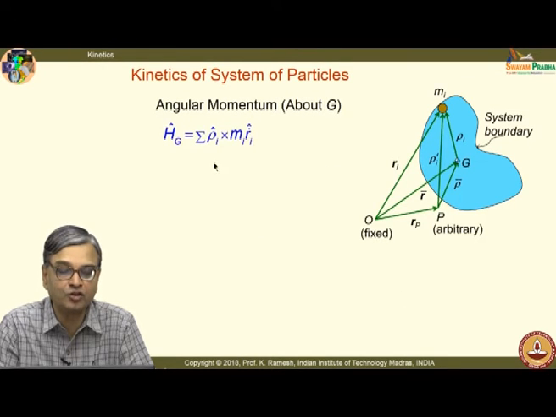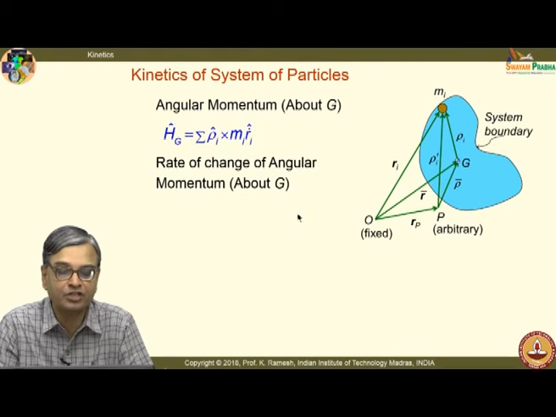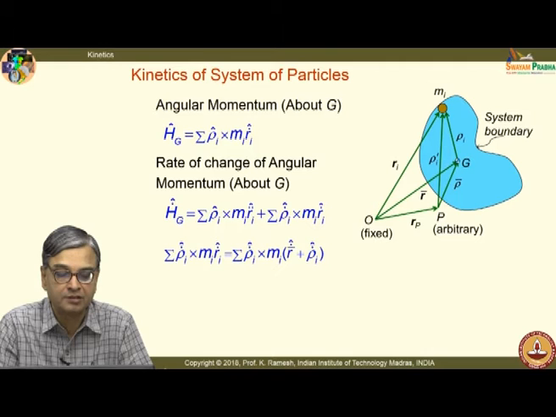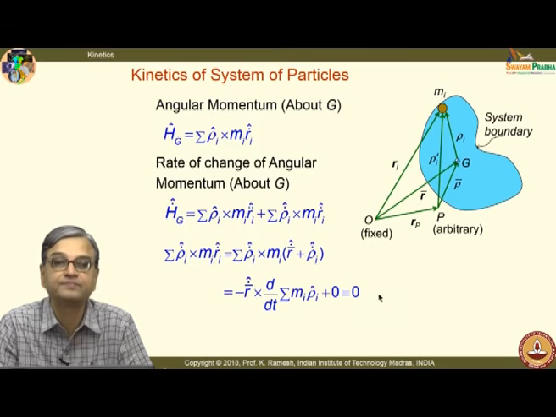So, I have Hg equal to rho cross mi ri dot, and I have the rate of change of angular momentum. So, I differentiate it by applying the product rule properly, and when I look at this, this can be simplified further, and you have a very interesting relationship here. So, r dot can be replaced as r bar dot plus rho dot, and finally, the whole thing reduces to 0. So, this term goes to 0. That is what is shown here.